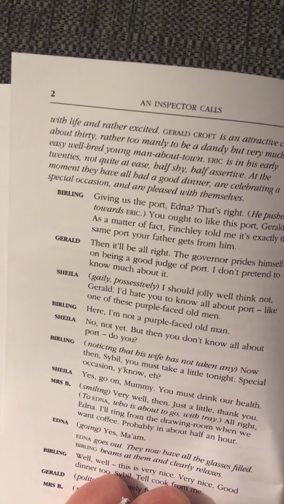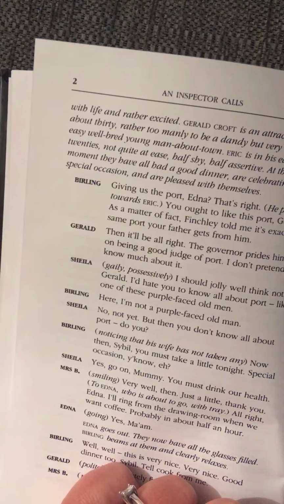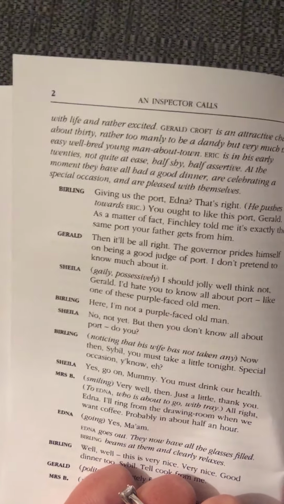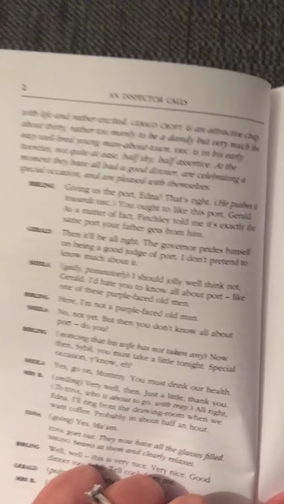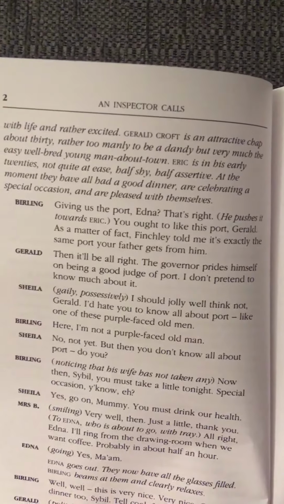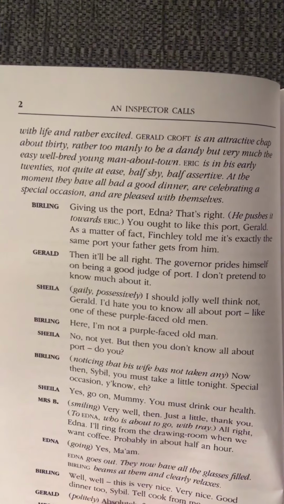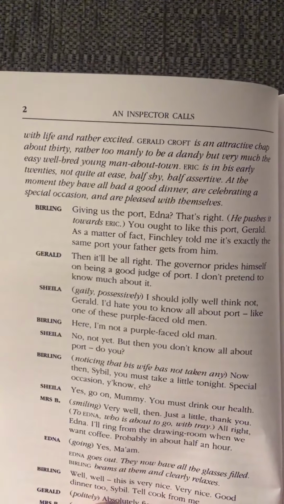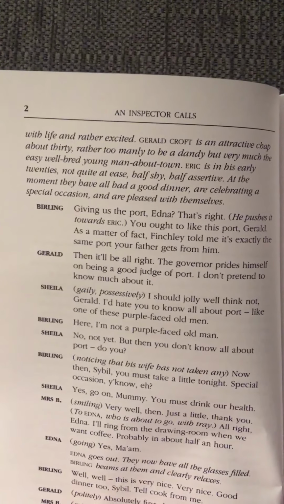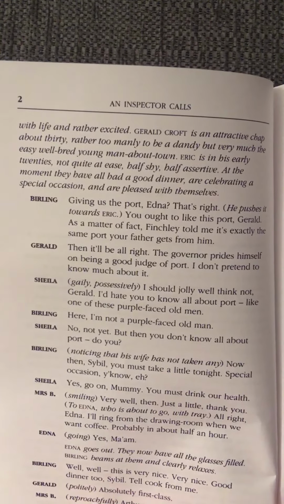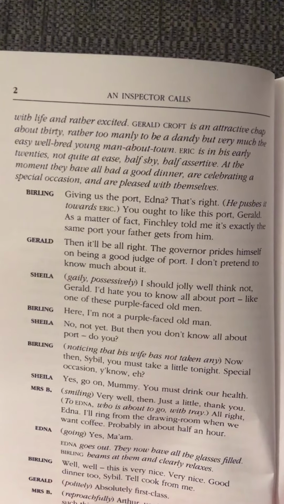Gerald Croft is an attractive chap about 30, rather too manly to be a dandy, but very much the easy, well-bred young man about town. Now again, we're being presented with a character who is higher in class, a member of the aristocracy, well-bred as well. The idea that people might seem to be good people because they've come from good family stock. And obviously as the play develops, we realise that somebody's worth can't just be determined by their class.